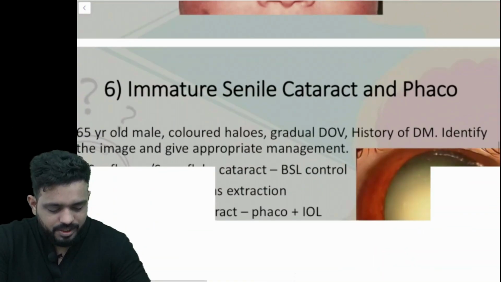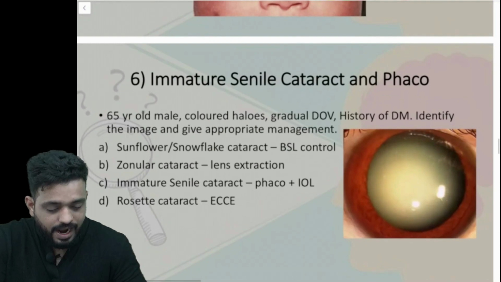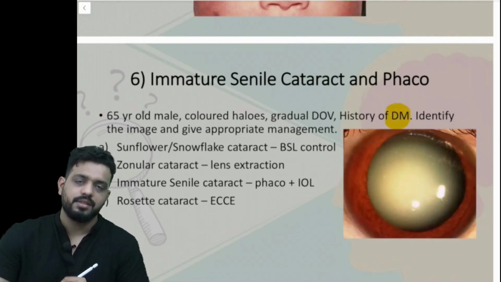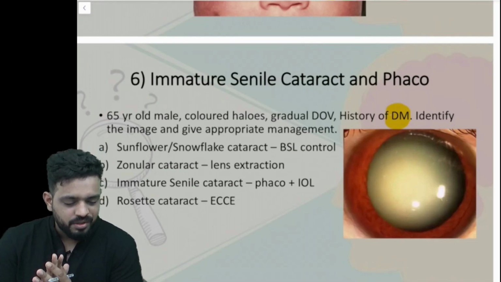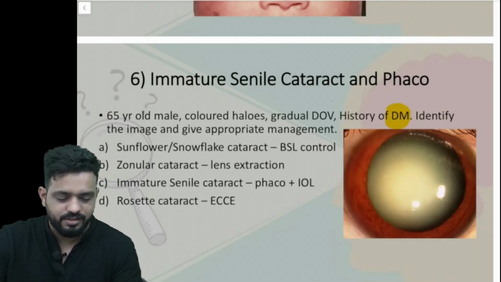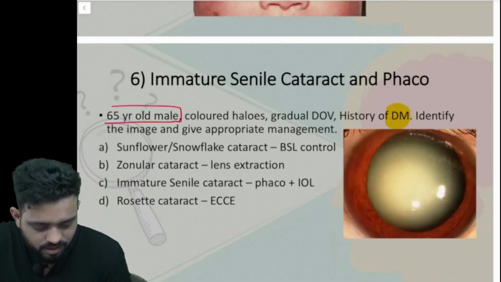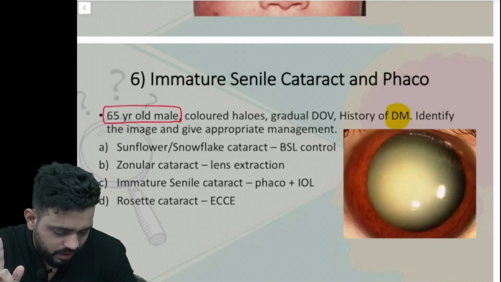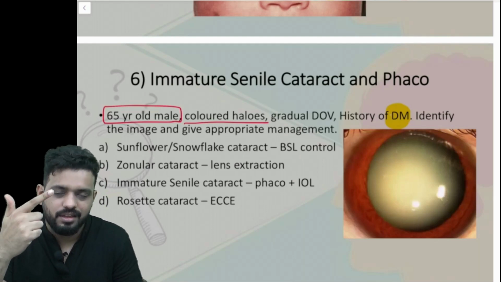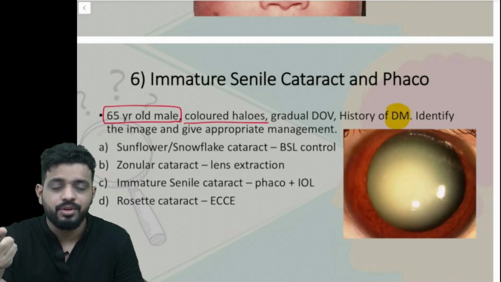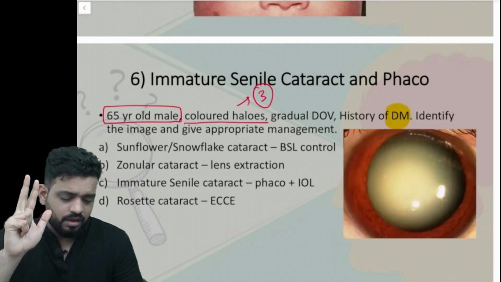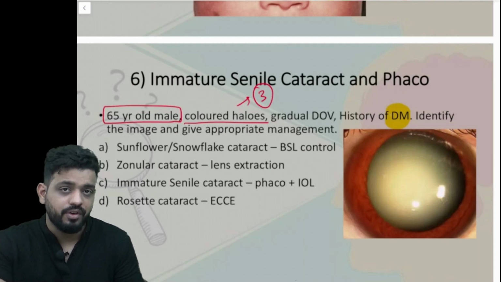Okay. The next image based question was very easy, where I think personally that this DM was something to bug you. It was to confuse you, because if you concentrate on again the catch points, see, 65-year-old, okay, old age. Number one, colored halos. Now, colored halos can be due to conjunctivitis, can be due to cataract. Okay, these are the very common causes, or can be due to acute attack of glaucoma. So, these three diagnoses should come in your mind when you think of colored halos.